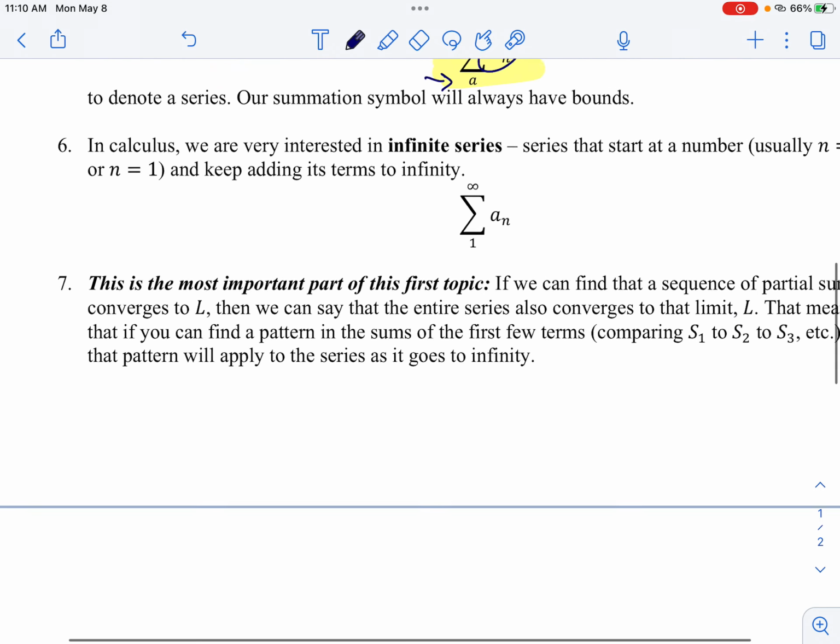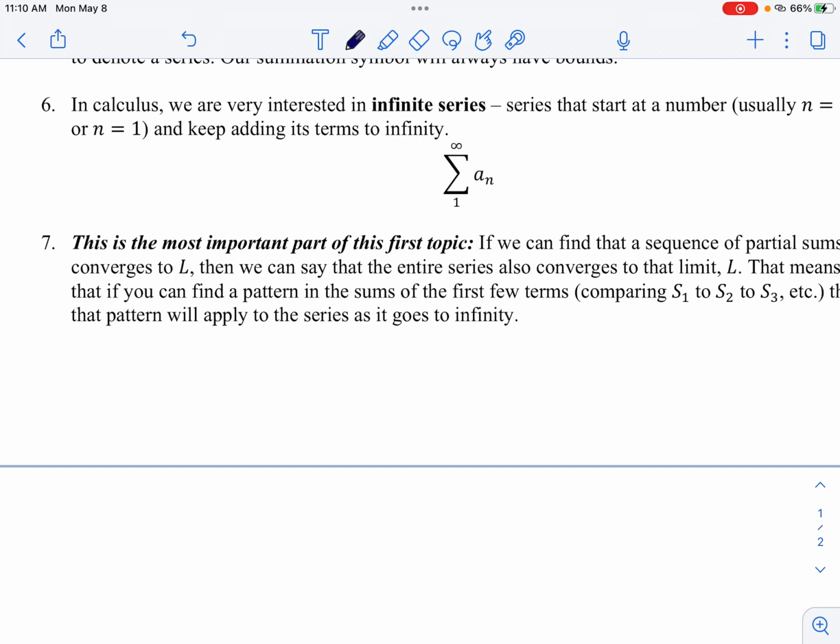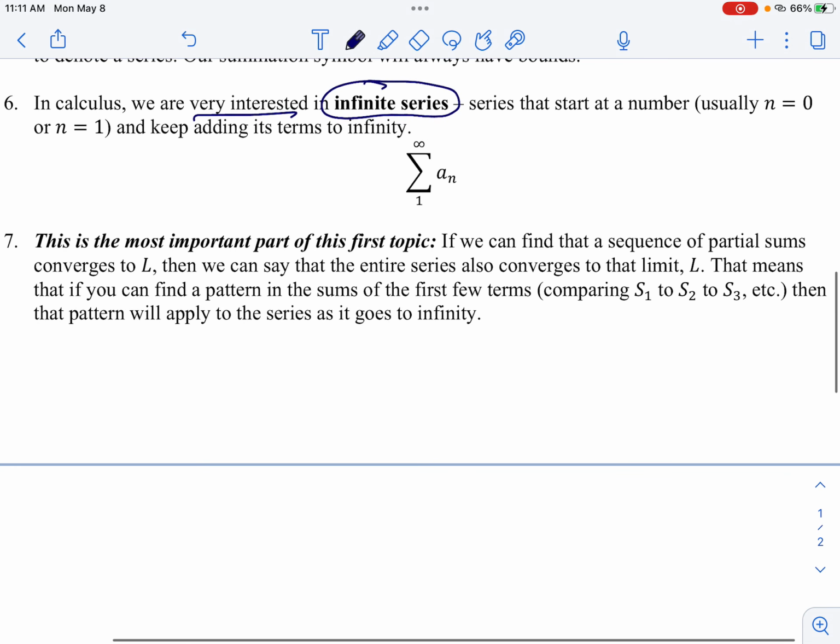Or actually, let's just jump to number 6. So in calculus, we are very interested, almost exclusively interested, not quite but almost, in infinite series. So what happens as we keep adding these numbers up to infinity? Now your first thought might be, well, that's always going to diverge. We're never going to get an answer. But that's just not true.